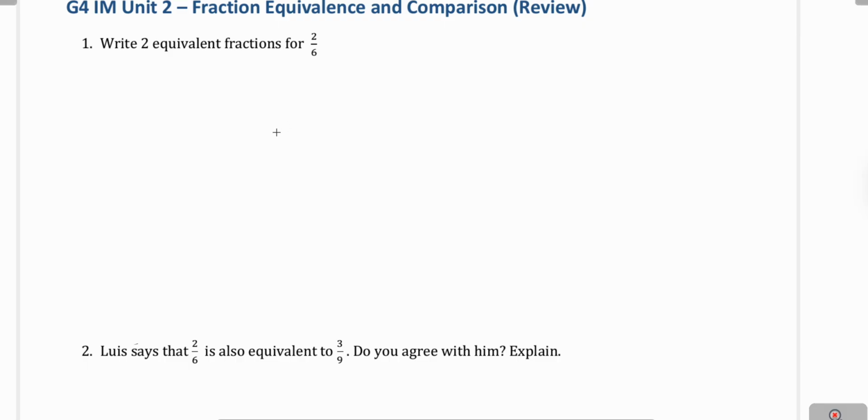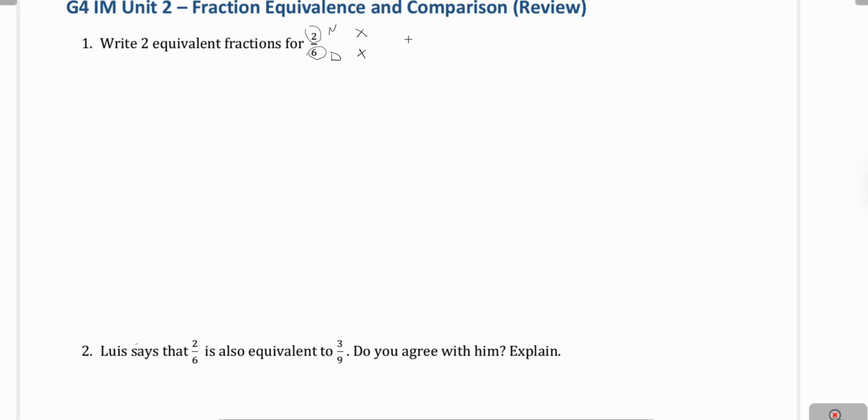So, to generate equivalent fractions, the rule is to multiply your numerator and your denominator. This is your numerator and this is your denominator. This is your numerator, this is your denominator. And we are going to multiply it by any number, as long as whatever we do to the numerator, we do also to the denominator. Whatever we do to the denominator, we got to do to the numerator. So we multiply each by the same number, by the same factor.